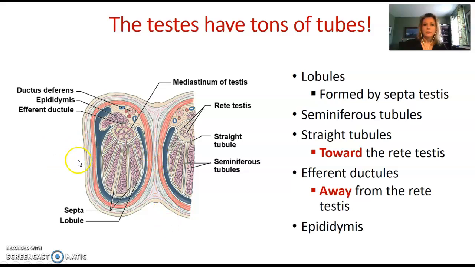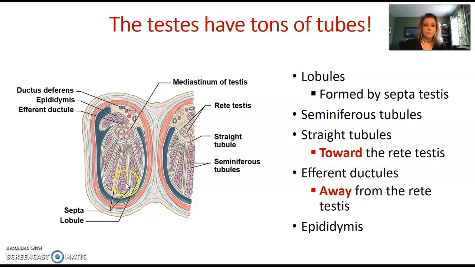What we're looking at in this picture is a transverse section of the testes. We're looking down after the testes have been cut in half, and there are tons of tubules. You'll see that each testis is divided into what are called lobules by septa. And the septa contain these tubules that are here called the seminiferous tubules. This is where the sperm are produced.